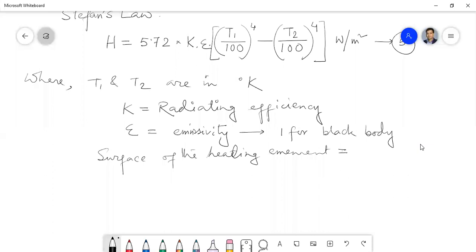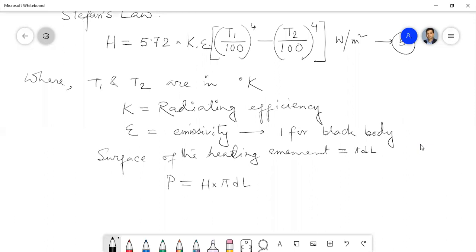Anyone? Sir, pi dl. Okay, so it is pi dl. Now per unit area, this much heat is radiated, H. So that means total how much heat will be radiated? H into pi dl. So that is equal to your power.